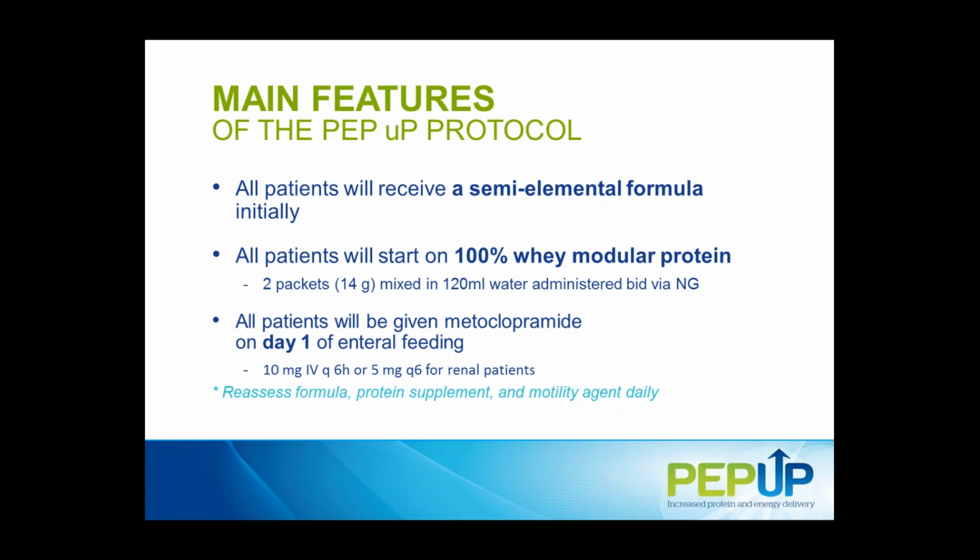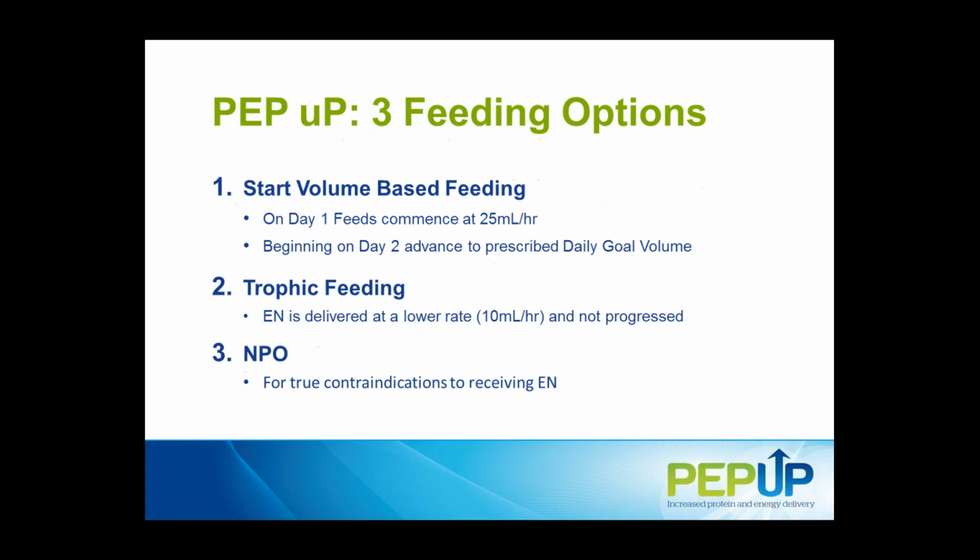But I want to reinforce the concept that the PEP UP protocol is really meant to facilitate the process of getting enteral nutrition up and running at goal within about a 24 to 48 hour period in a manner that ensures the greatest tolerance for the most patients. And as the dietitian, you reassess the formula, the protein supplement, and the motility agent daily. And if after 48 hours you feel like your patient has got great tolerance, you switch them to a polymeric formula or you take away the protein supplement if they don't need it, you discontinue the motility agent.